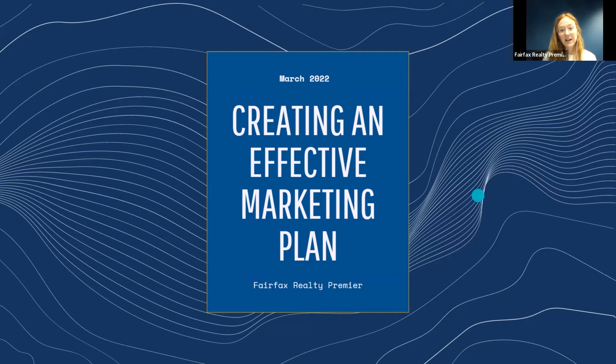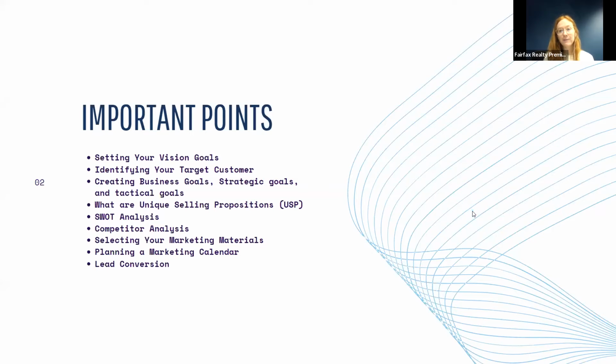Just to get started, here are the important points that we will be going over today in creating an effective marketing plan. All of these are like a roadmap and something that you can use as a guide to creating your own or working with your own. Starting with setting your vision goals, identifying your target customer, creating business strategic and tactical goals, unique selling propositions or USPs, SWOT analysis or strengths, weaknesses, opportunities and threats, competitor analysis, selecting your marketing materials, planning a marketing calendar, and then, of course, lead conversion.